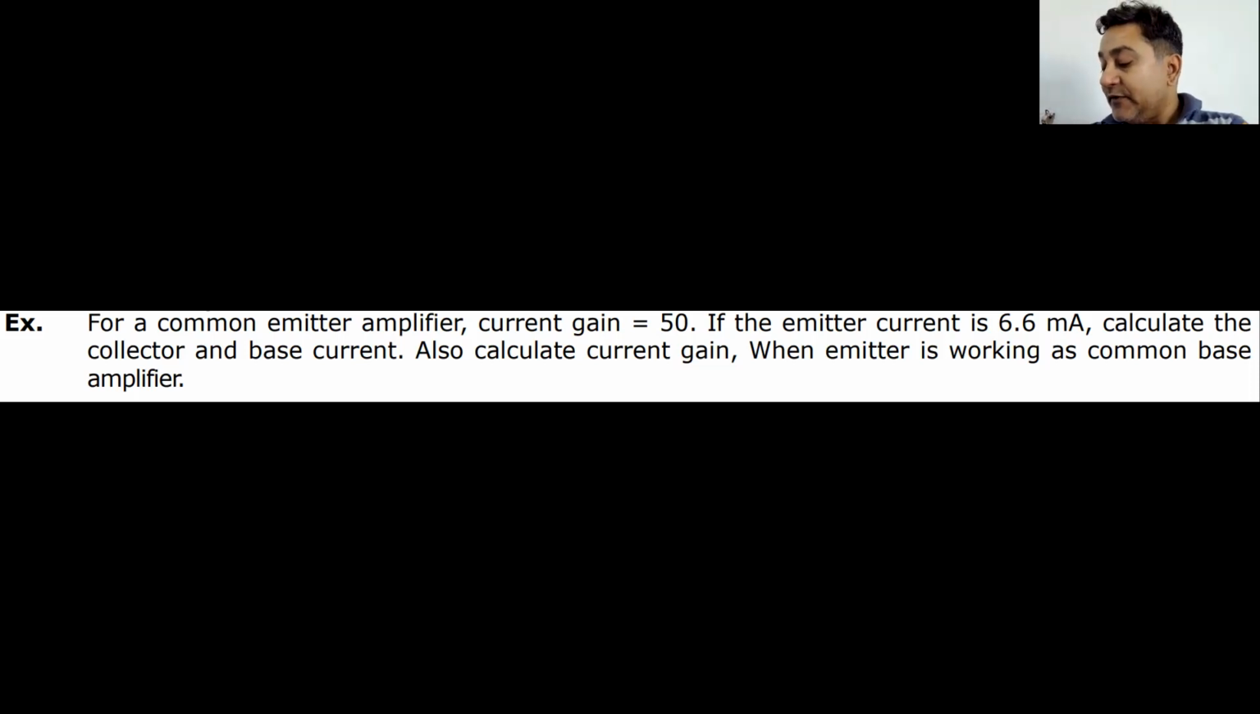For a common emitter amplifier, current gain is 50. Emitter current is 6.6. Calculate the collector and base currents, everything. Also calculate current gain when the transistor is working as common base. So they are asking you the value of which one? Alpha. They're asking you the value of alpha, and they've given you the value of beta. Let's see who cracks it.